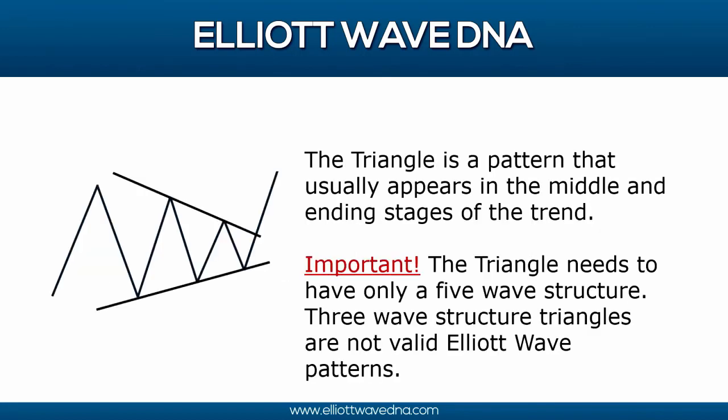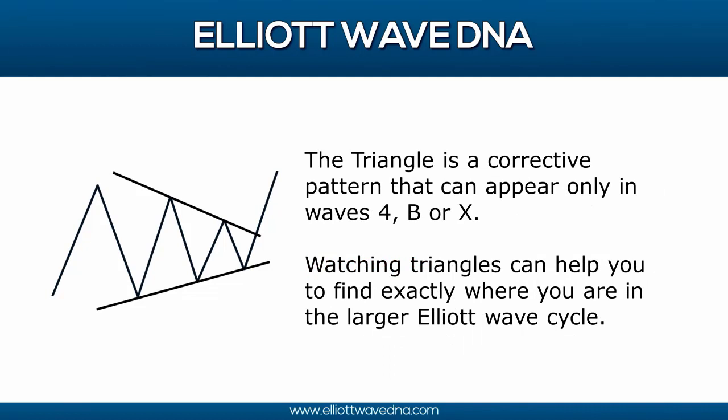The triangle is a pattern that usually appears in the middle and ending stages of the trend. Important: the triangle needs to have only a 5-wave structure. 3-wave structure triangles are not valid Elliott wave patterns. The triangle is a corrective pattern that can appear only in waves 4, B, or X. Watching triangles can help you to find exactly where you are in the larger Elliott wave cycle.